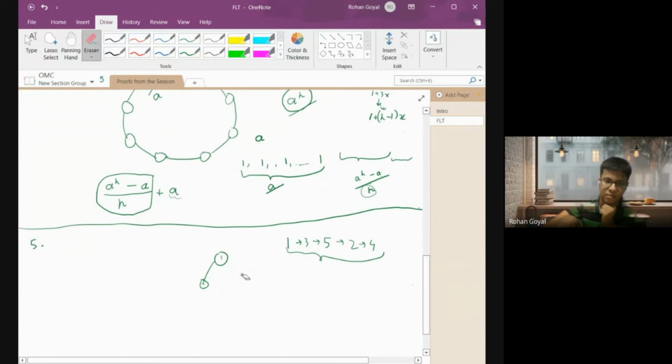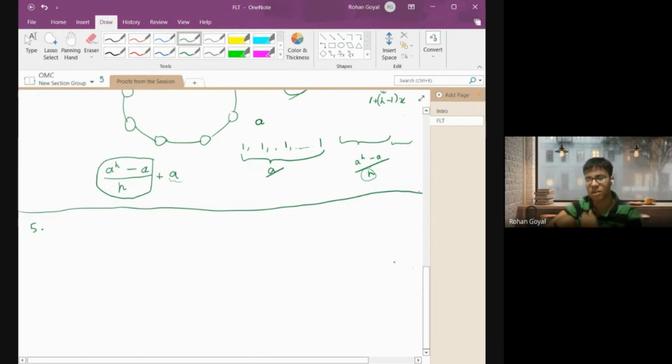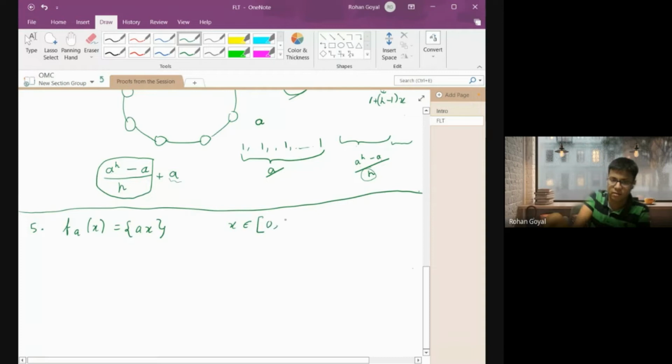Okay, I'll skip another proof for the sake of time. There is one proof by considering the function f_a(x), which is given by the fractional part of ax, for x in [0, 1]. And for this you can check that there are a points that take the same value, like f_a(x) is equal to x for a things.